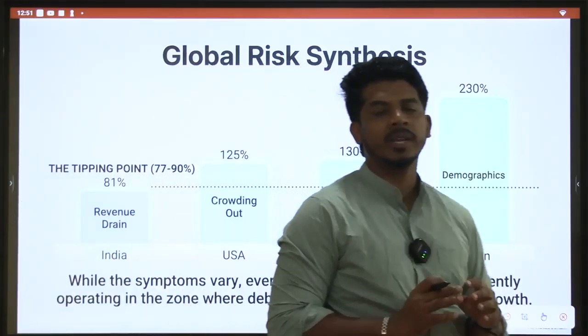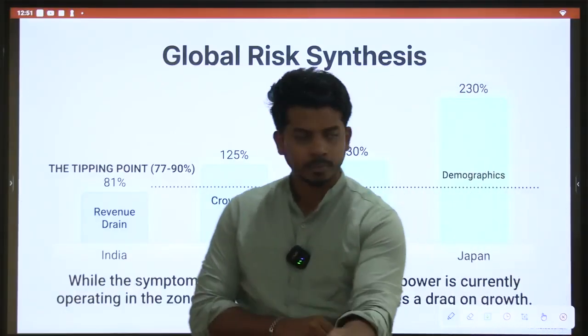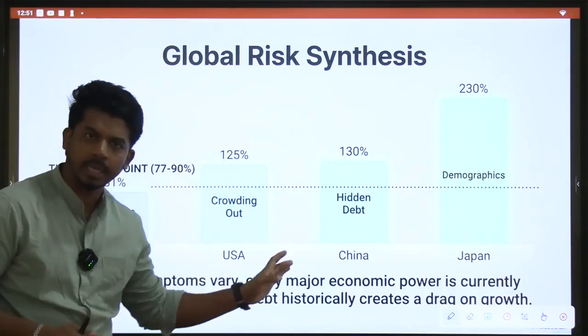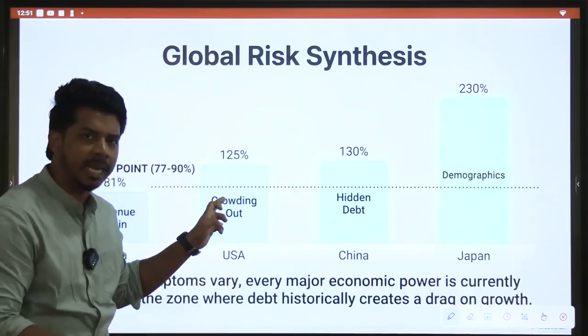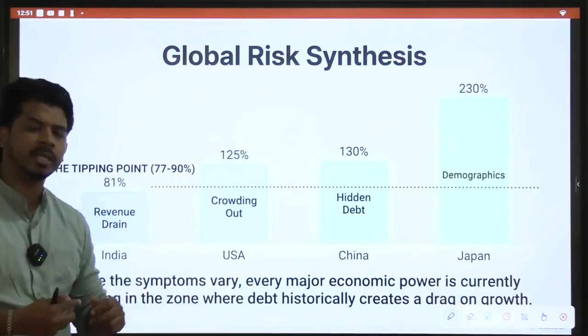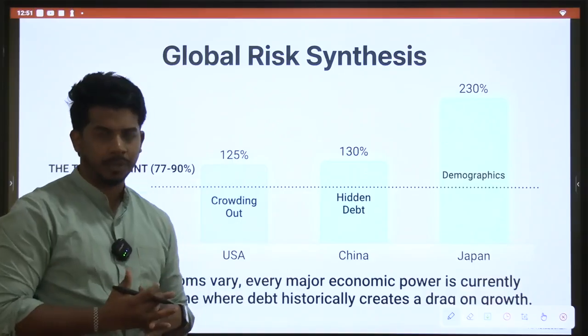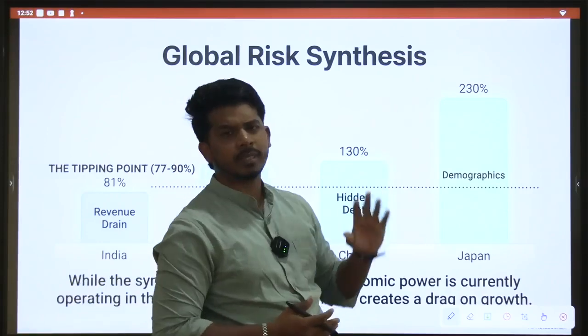What about specific countries? If you see the USA, an advanced developed country, it has 125% against the 60% ideal level. So 125% of its GDP. Its debt level is more than its GDP. Then see Japan, which has 230%.